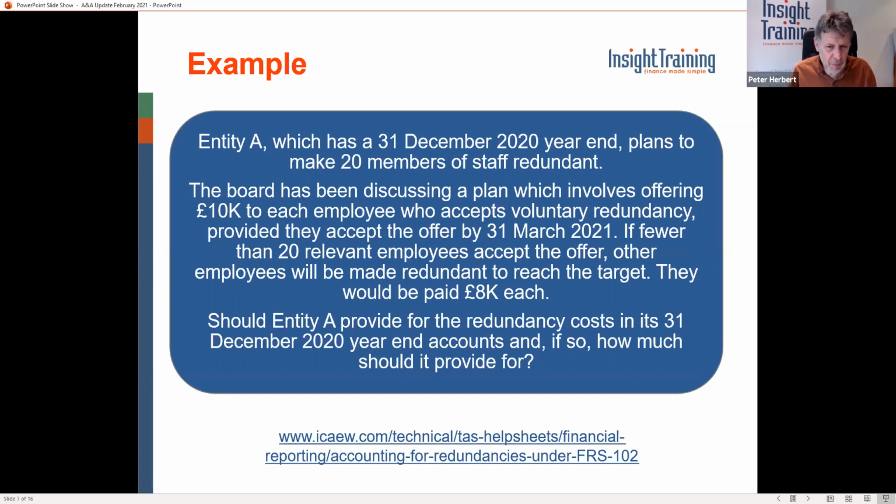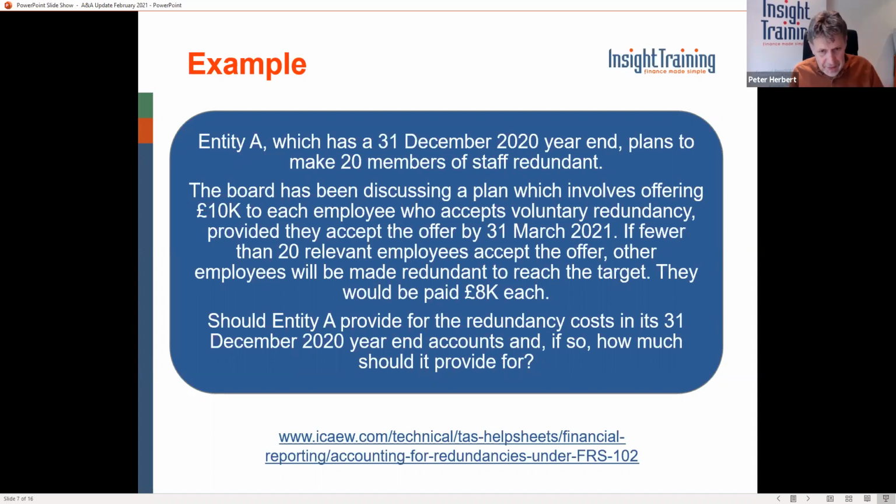Entity A has a 31/12/20 year end, and plans to make 20 members of staff redundant. It's been discussing a plan which involves offering 10,000 to each employee who accepts the offer before 31st of March. If we get fewer than 20 signing up before then we will actually make people compulsorily redundant, and they would be paid 8,000 each. And the two questions here are, do we as entity A provide for the costs concerned in the year-end accounts, and if so, how much?